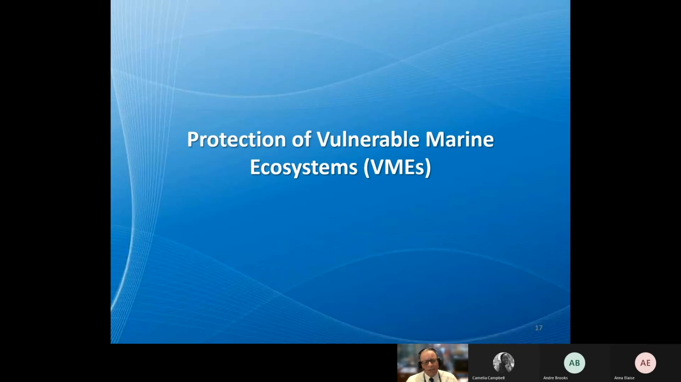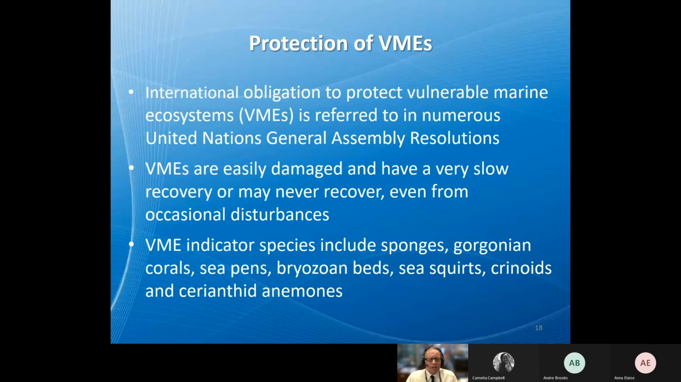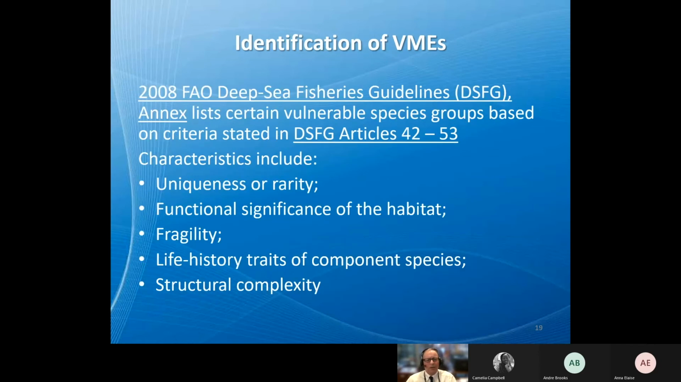Now, in terms of protection of VMEs, the international obligation to protect VMEs is referred to in numerous UN General Assembly resolutions. VMEs are easily damaged and have a very slow recovery or may never recover. And VME indicator species include sponges, corals, sea pens, bryozoans, et cetera.